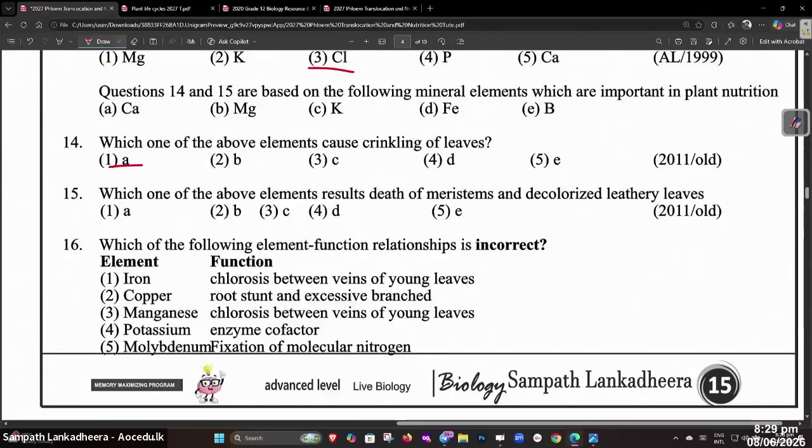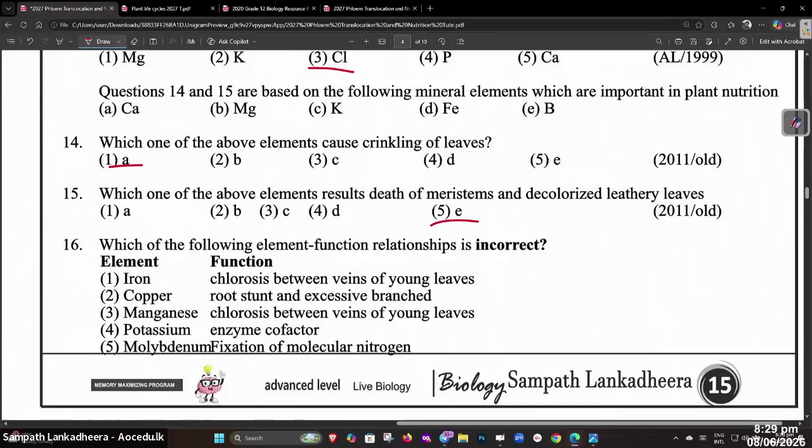All right. And then next one, people. Which of the following element result death of the meristems and decolorize leathery leaves? Oh, superb. Decolorize leathery leaves. We know that as E, boron. Which of the following element result death of the meristems and decolorize leathery leaves? Right, we know for sure. That one we know for sure.